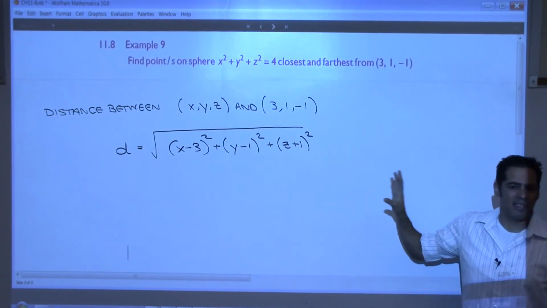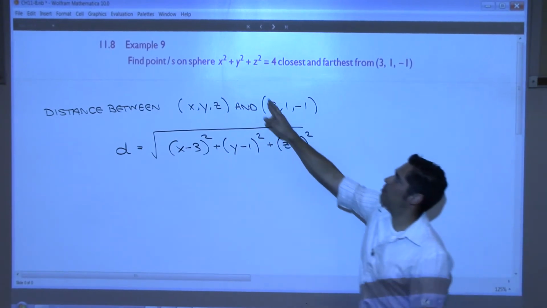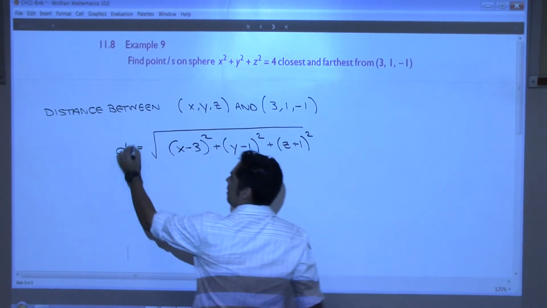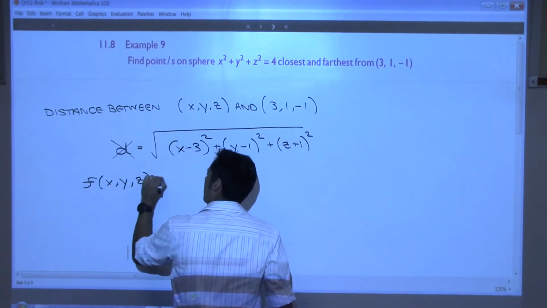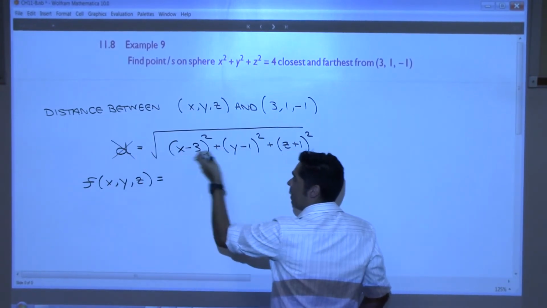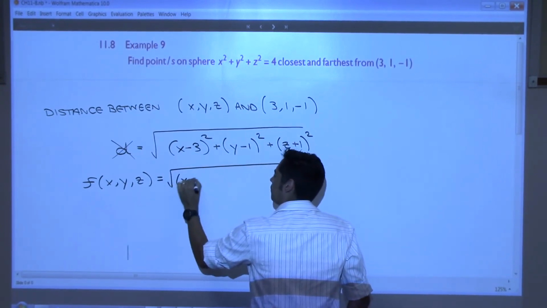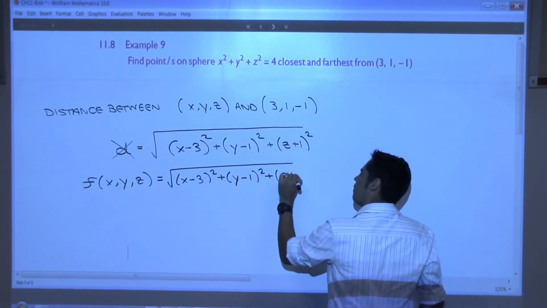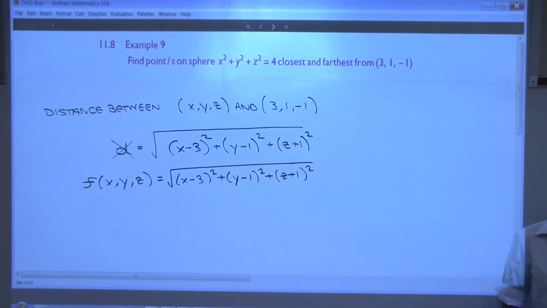We want to know when that's the biggest it can be and when it's the smallest it can be. But we have to be able to live on that sphere, right? So I'm going to convert this d over to a function of three variables, because that's what it is. Distance relies on x, y, and z. So it is a function of three variables. Here it is. That's my objective function. What is the constraint equation?